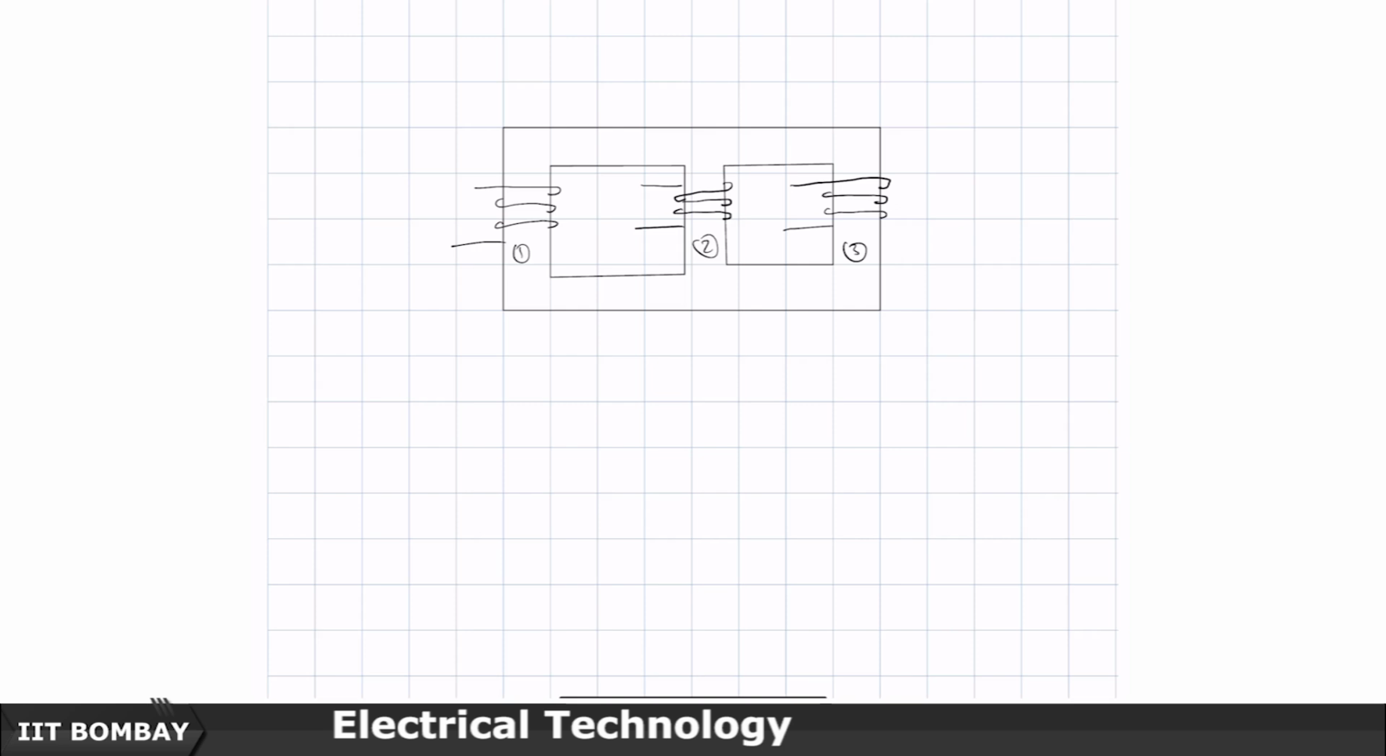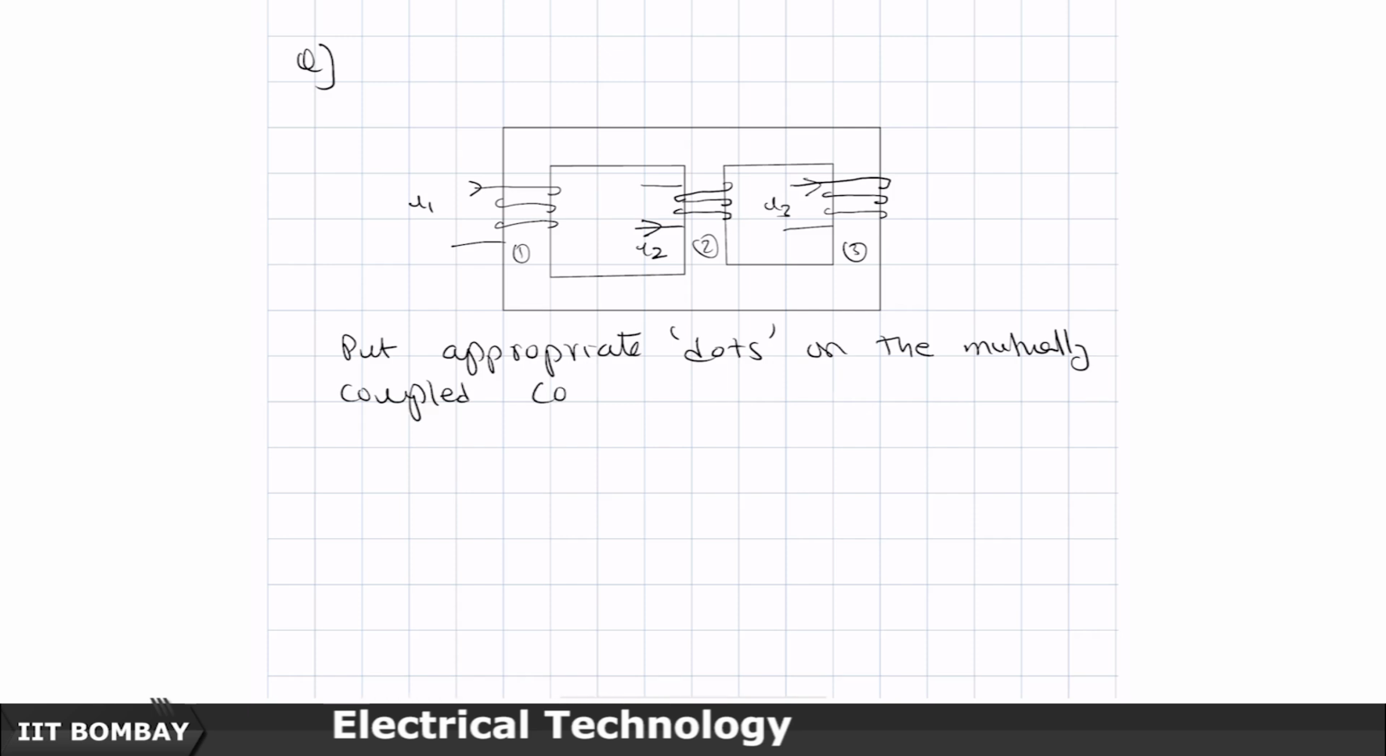Now, let us say by my convention current I1 enters here, current I2 enters here, and current I3 enters here. So, what I want you to do now is, because the orientation of the windings is given, how they are wound up, that is given here, put appropriate dots on the mutually coupled coils. So, this is what I want you to do.